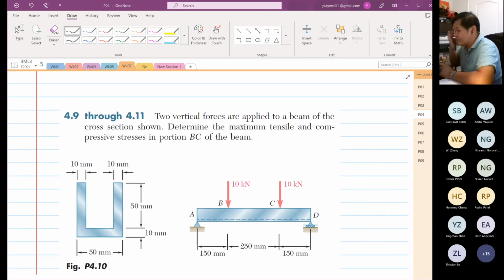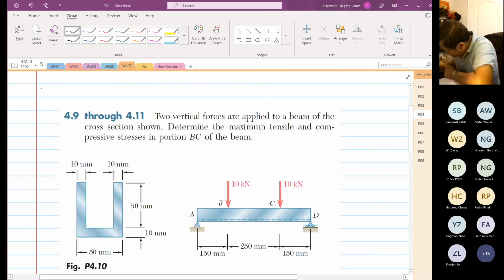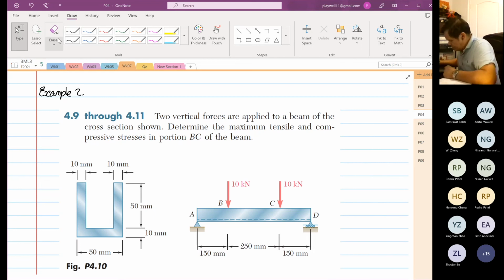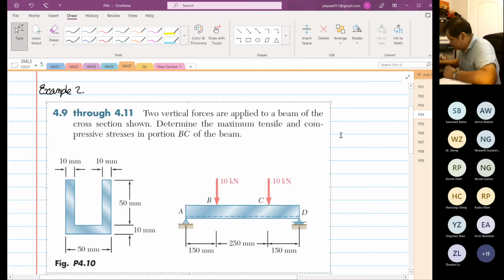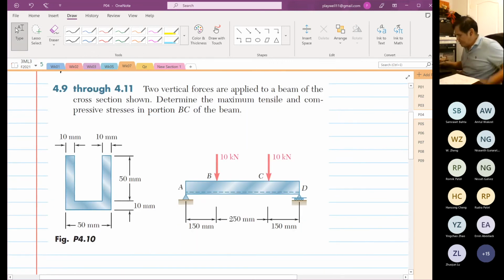So this is where we are going to practice our cantilever. Let me elaborate later on what I mean by practicing our cantilever. Okay, so this is our example number 2. Where this structure will fail is at the center. Okay, this structure is going to fail at the center.